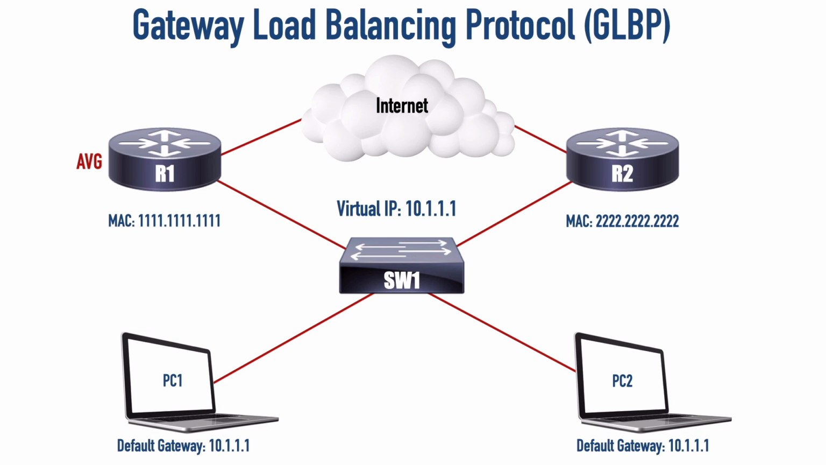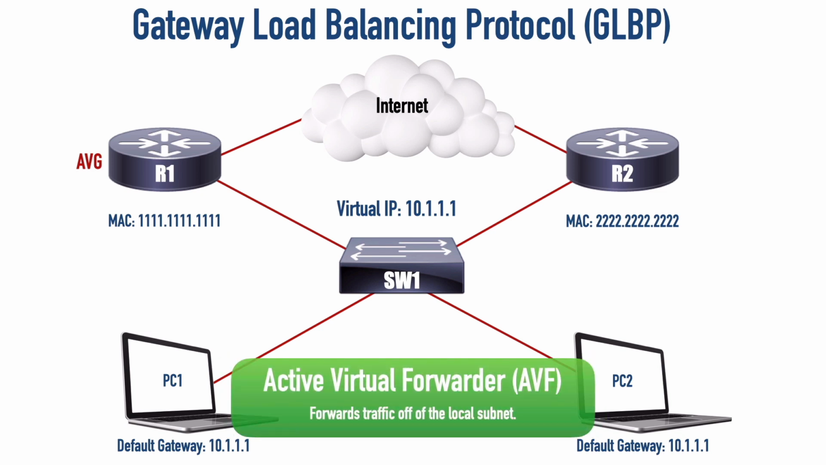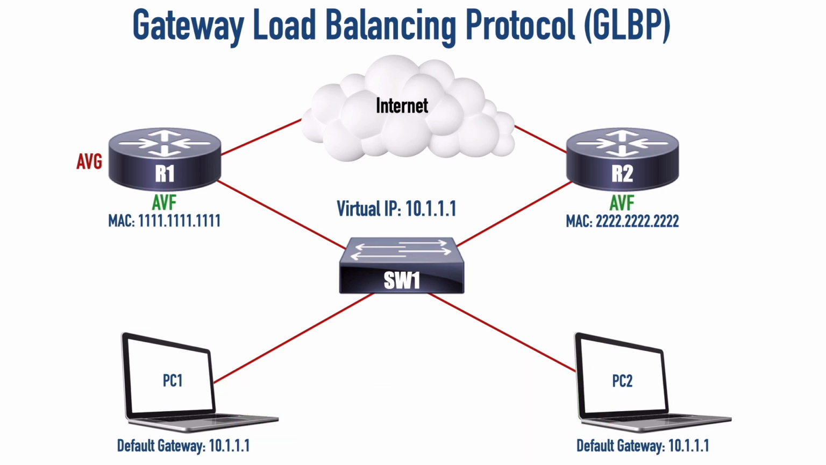And a router that's capable of getting us off of our local subnet is called an AVF, an active virtual forwarder. So instead of having a single router that's handling the load for the entire subnet, as we do with HSRP and VRRP, we can have as many as 4 active virtual forwarders actively forwarding traffic. Now, I only have 2 on screen, R1 and R2, for simplicity, but we could have as many as 4. So both R1 and R2 are AVFs.